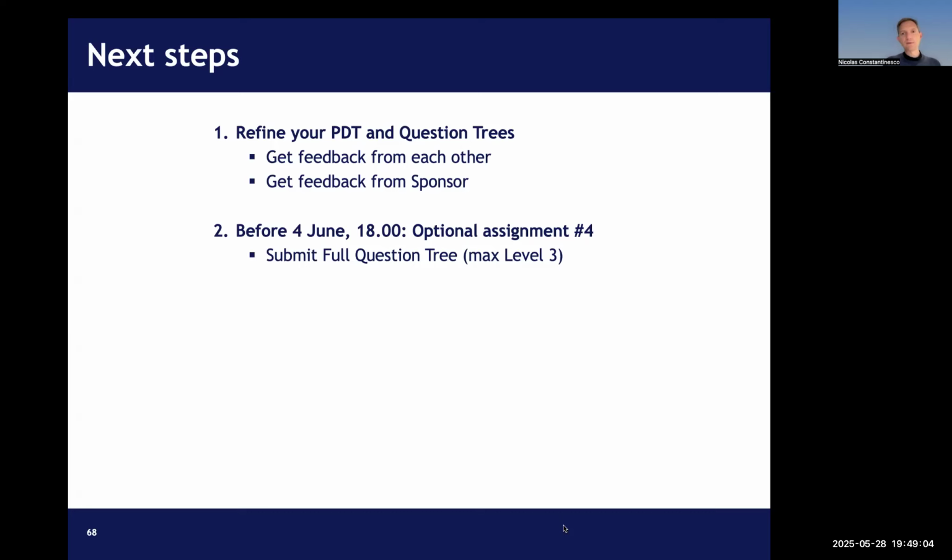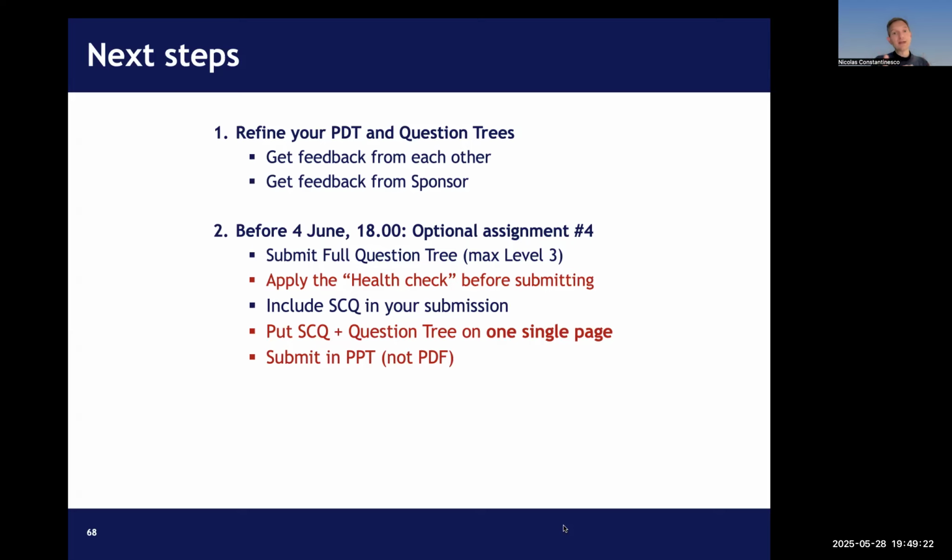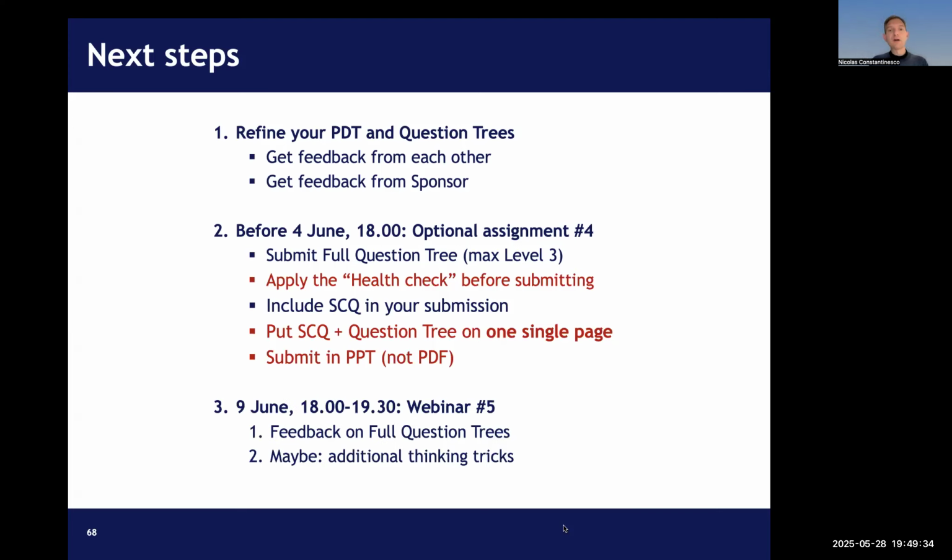So max level 3, please don't go further. Please apply the health check before submitting. Include an SCQ in your submission to provide me with context, and put it all on a single page, please, and keep it in PPT, not PDF. This way, if I need to move things around, it's just easier. I have more flexibility to make it format friendly for these webinars. And then on the 9th of June is when we'll have the webinar, and I will give the feedback on that.